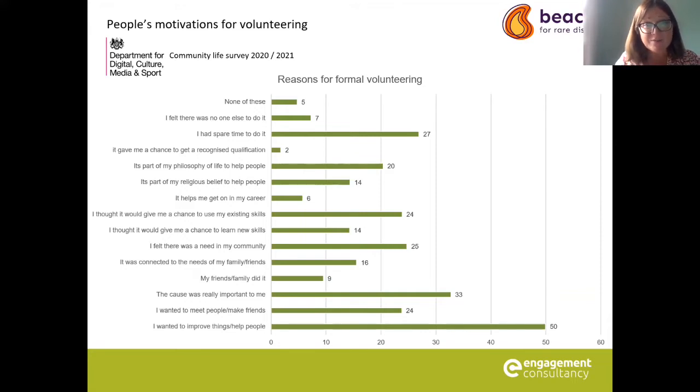The reasons that we would say are perhaps the less altruistic reasons actually feature quite low down. So it's things like it gave me a chance to get a recognized qualification, or the drivers that are perhaps more career focused for the individual. Those things don't tend to feature very highly. We know that they are motivations for volunteering, and we know that they're not going to hurt if that's something that's on offer. It's certainly not going to detract from your volunteering offer, but it doesn't appear to be a primary motivator for people.